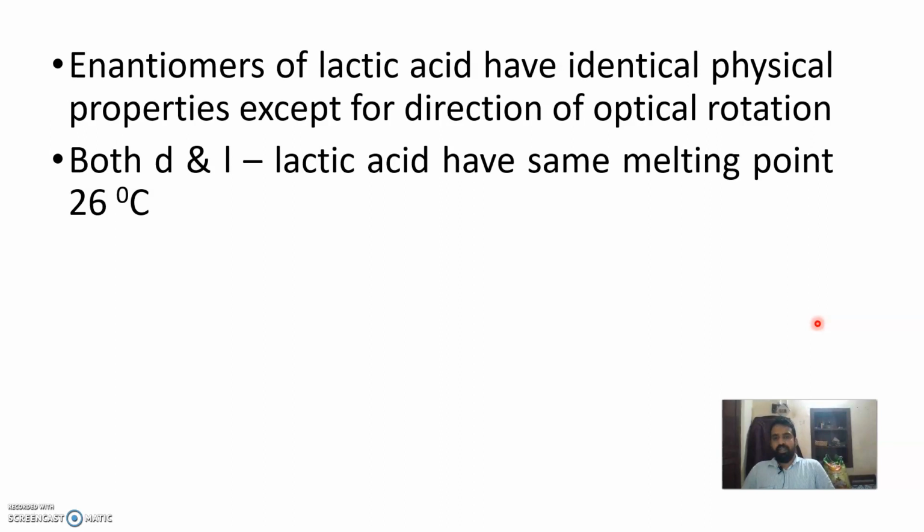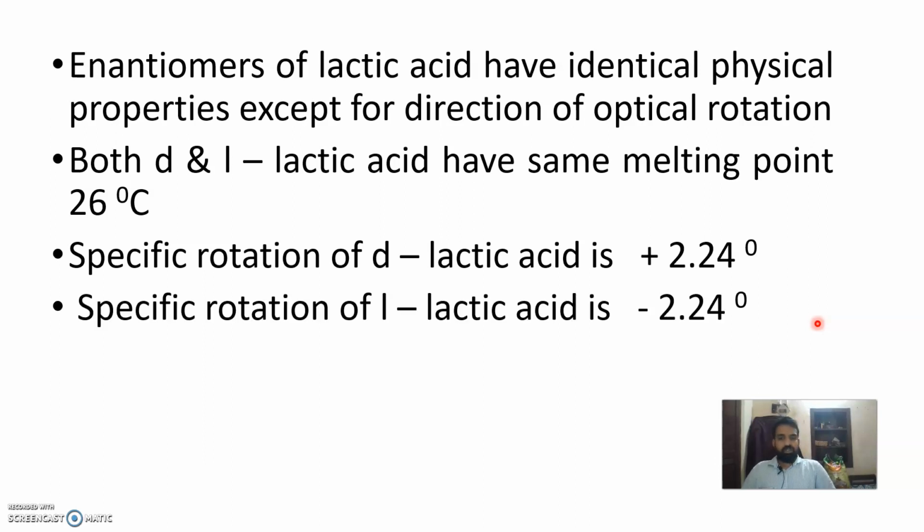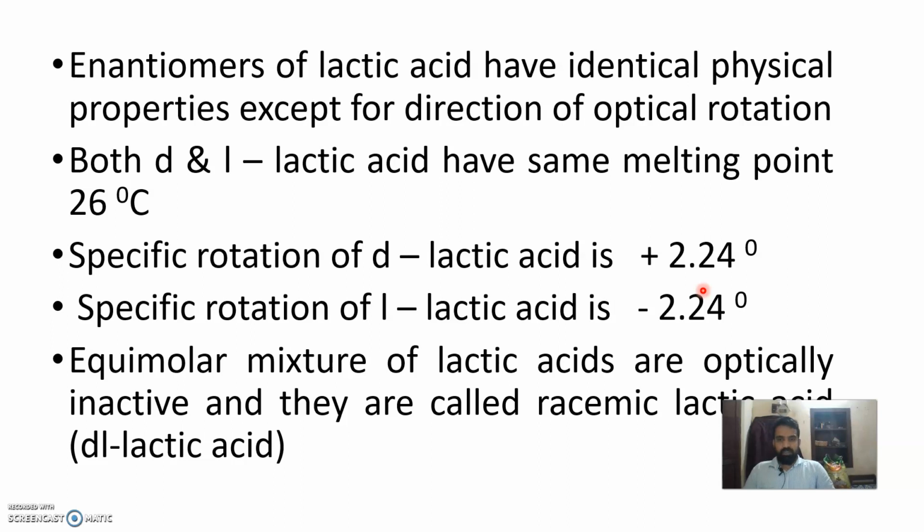Both D and L lactic acid have the same melting point. Physical properties are the same for enantiomers. 26 degrees centigrade is the melting point. Above 26 it is liquid. Specific rotation of D-lactic acid is plus 2.24. Specific rotation of L-lactic acid is minus 2.24. Okay, so enantiomers will have equal but opposite optical rotations. An equimolar mixture of lactic acid is optically inactive and is called racemic lactic acid.